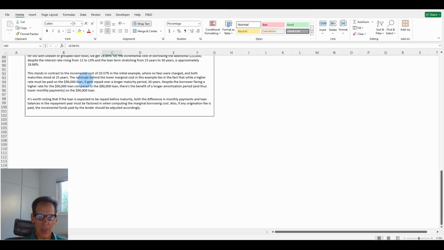The rationale behind the lower marginal cost in this example lies in the fact that while a higher rate must be paid on the $90,000 loan, it gets repaid over a longer maturity period, 30 years. Despite the borrower facing a higher rate for the $90,000 loan compared to the $80,000 loan, there's the benefit of a longer amortization period and thus lower monthly payments on the $90,000 loan.